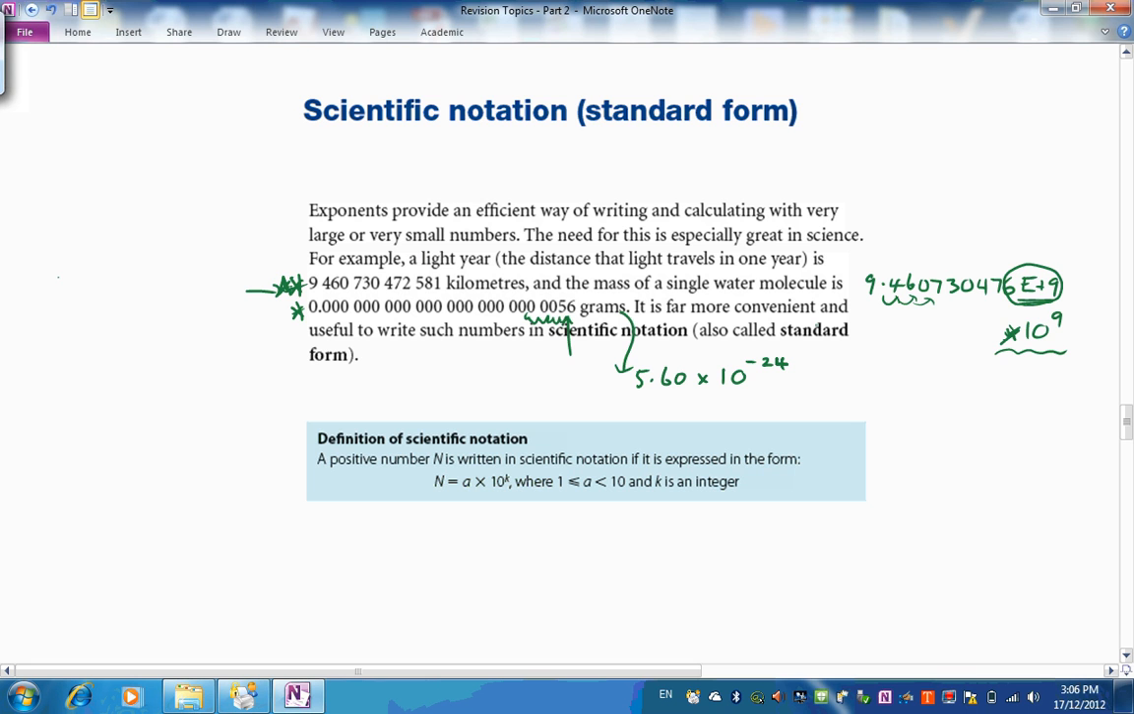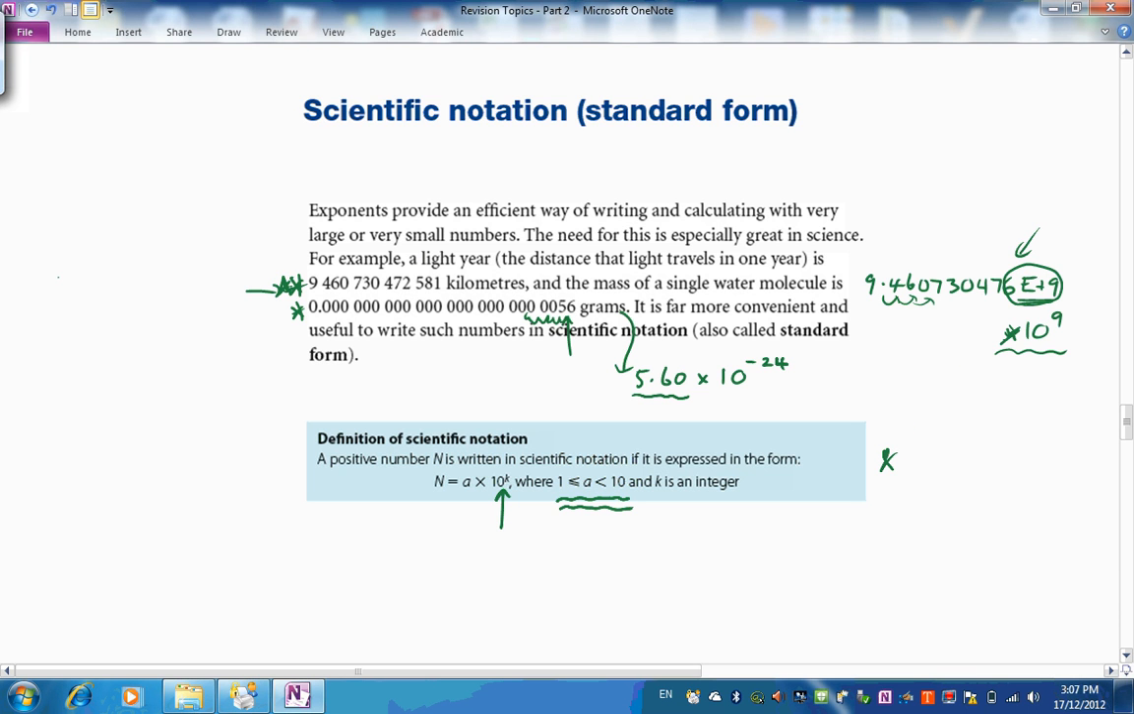So the convention, the way we usually do it, is we write the number as a number between 1 and 10 and then tell everybody where the decimal really is. So in the first one here, the decimal wasn't there, 9.4, it was way down the end. So we had to multiply by 10 to the 9. In this one, the decimal isn't between the 5 and the 6, nowhere near as big a number as that. We actually have to divide that by 10 to the 24.